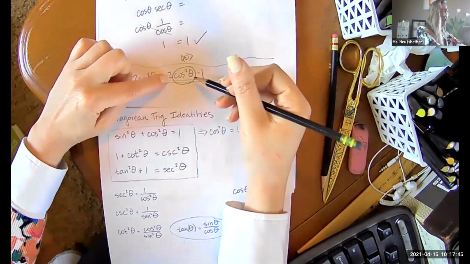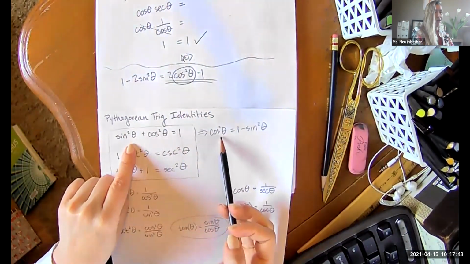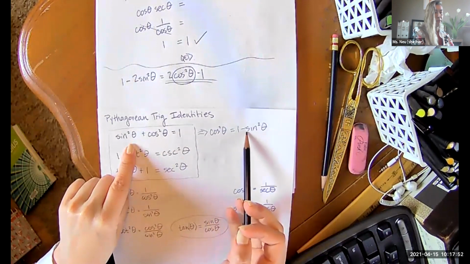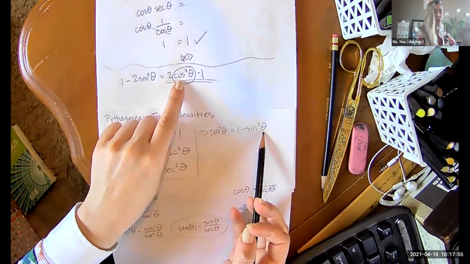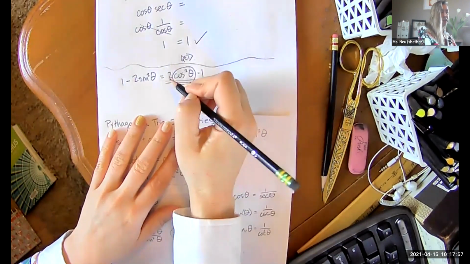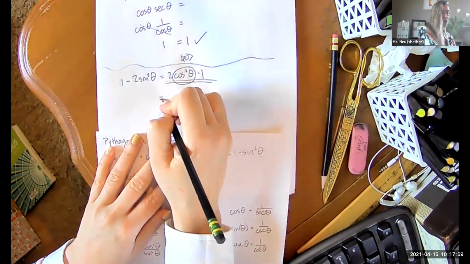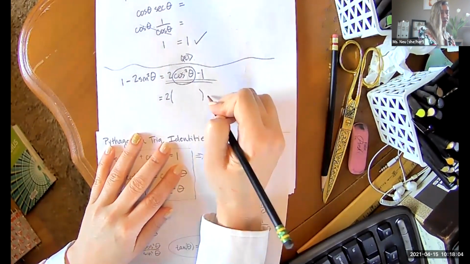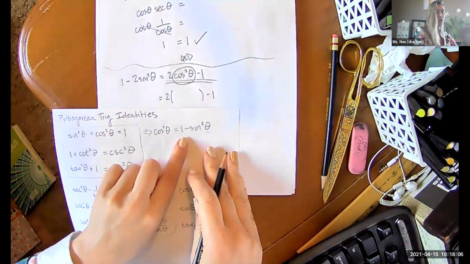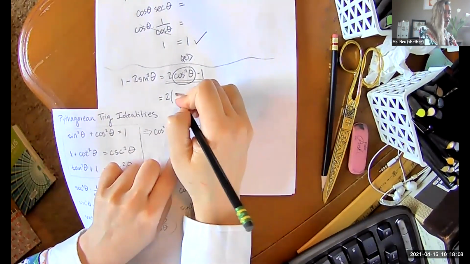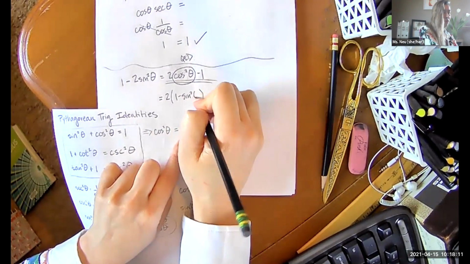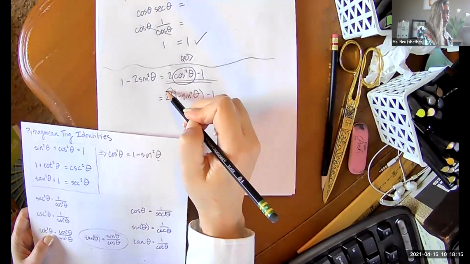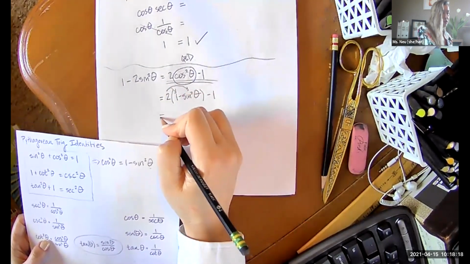So this guy right here, I have this Pythagorean identity rewritten as 1 minus sine squared theta. So I'm just going to rewrite this. Now be careful because this is being multiplied by a 2 there. So 2 still is going to be multiplied by everything that cosine squared theta is. Okay. So cosine squared theta is 1 minus sine squared theta. And I'm going to get rid of these parentheses by distributing this.